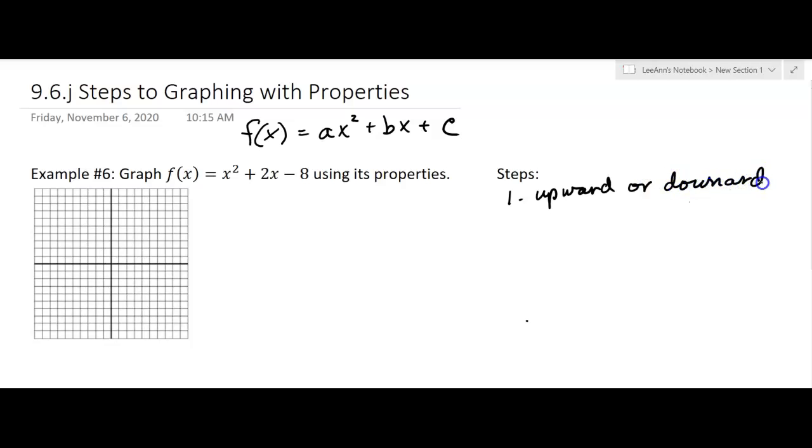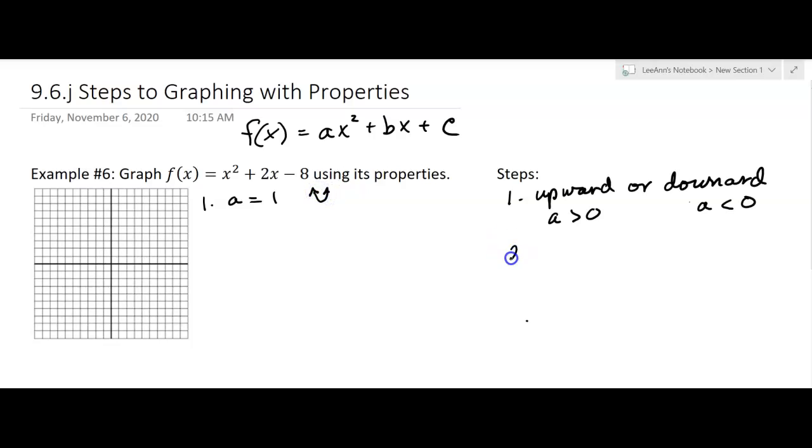And this is based on a. If a is greater than 0, it's upward. If a is less than 0, it's downward. So in our case, a is equal to 1, and that means it's going to be an upward one.